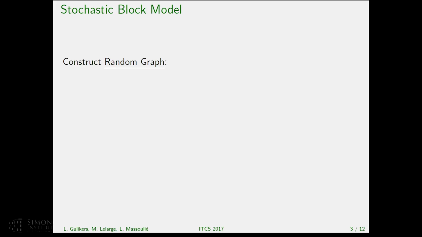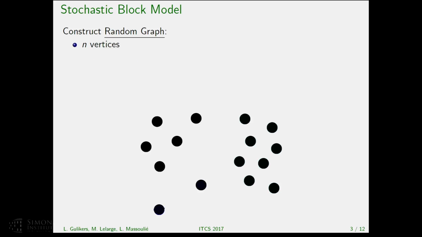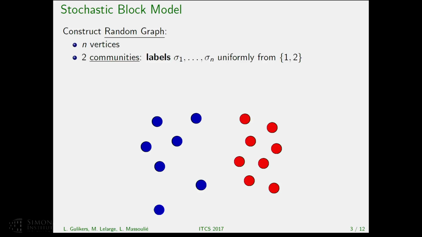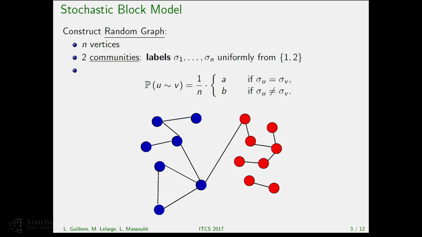So one of the most elementary such models is known as the stochastic block model. It's a random graph on n vertices that are partitioned into two equal-sized communities. Then we construct our random graph by drawing an edge between any two vertices with probability a over n when the vertices belong to the same community, and with probability b over n when the vertices belong to different communities. And this is a nice model.